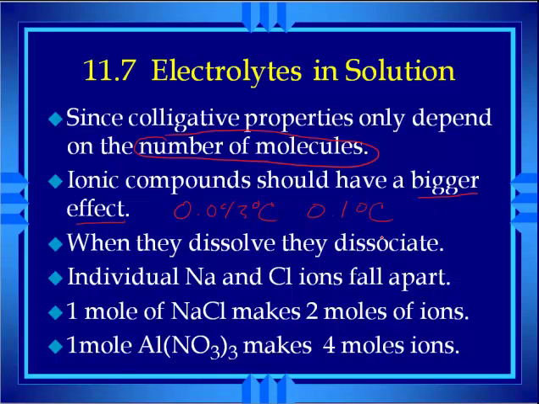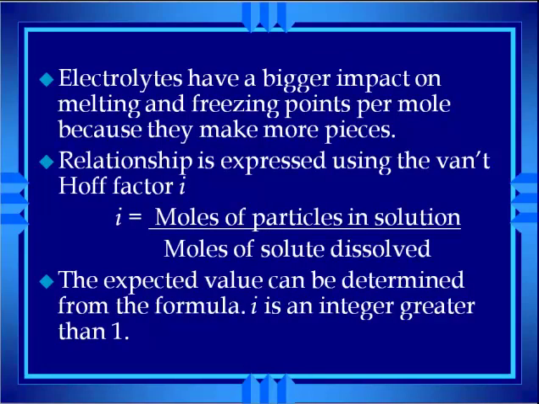I've used sodium and chloride over and over so far in this chapter, but don't forget something like this. Let's say we have aluminum nitrate. This isn't two particles. Remember, for every 1 mole of aluminum nitrate, I'm going to get 4 moles of ions, and so we've got to be very, very aware of that. So it turns out that the formulas we've been using are still going to be the formulas we use, except we've got to add another factor. It's called the van 't Hoff factor, and it's got this little symbol i.